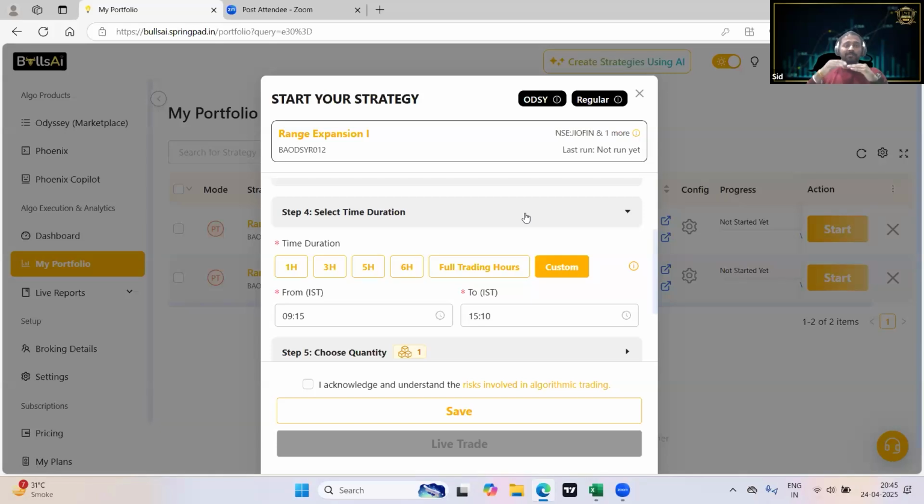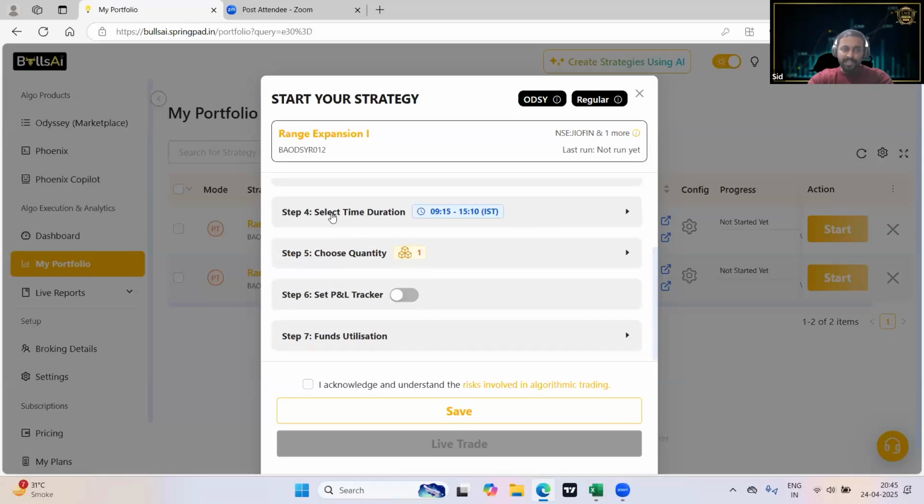Now, how much time will it take to meet the target? You don't know, I don't know. So it's better we allow it to play. It will exit at 3. If it doesn't meet its target or stop loss, it will exit at 3, right? So I would recommend you don't toggle with this thing, as well as select time duration. You don't have to touch anything.